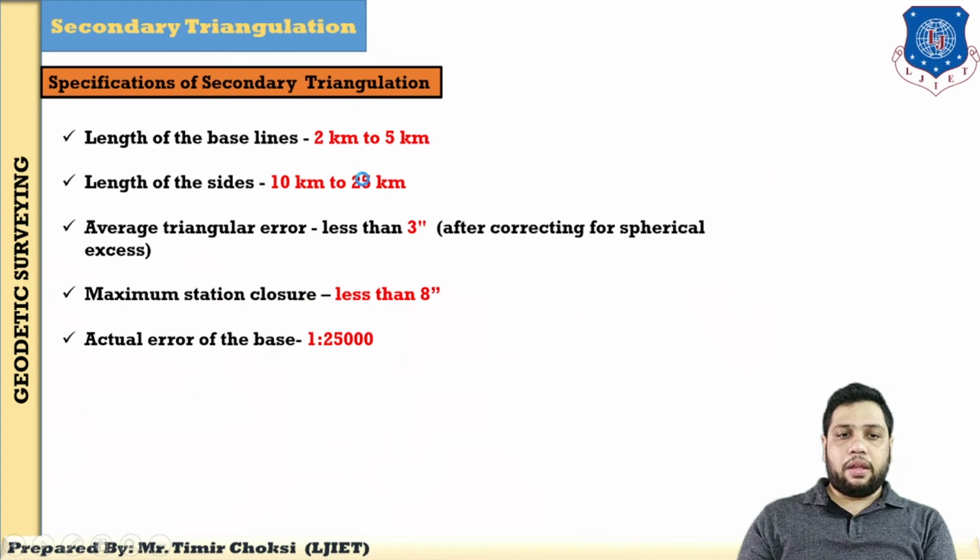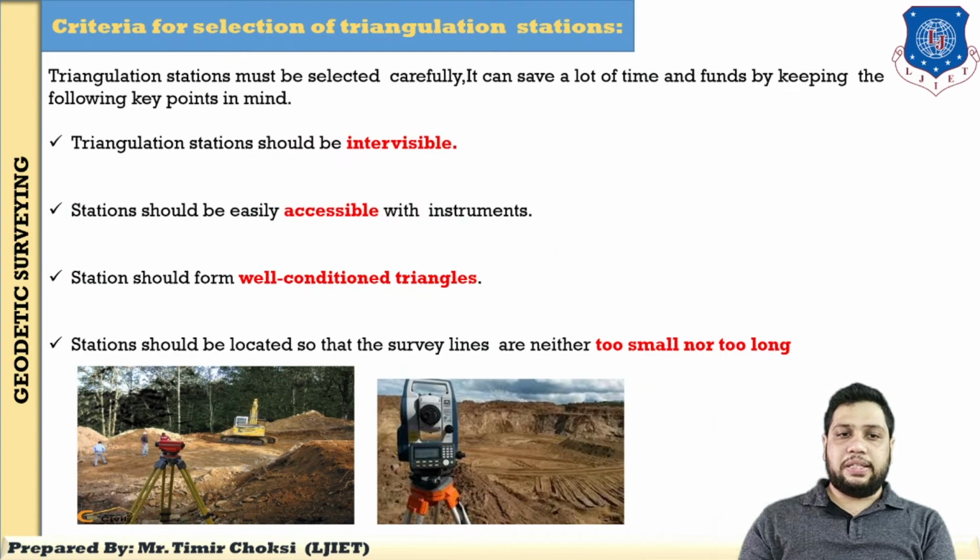Now after understanding this concept, the next concept is the criteria for selection of triangulation station. So it is the most important. Triangulation stations must be selected carefully because they are used a lot of times, keeping the following key points in mind. This is the most important question when you conduct geodetic surveying or the triangulation method in the field. So you first have to understand the criteria for selection of the triangulation station.